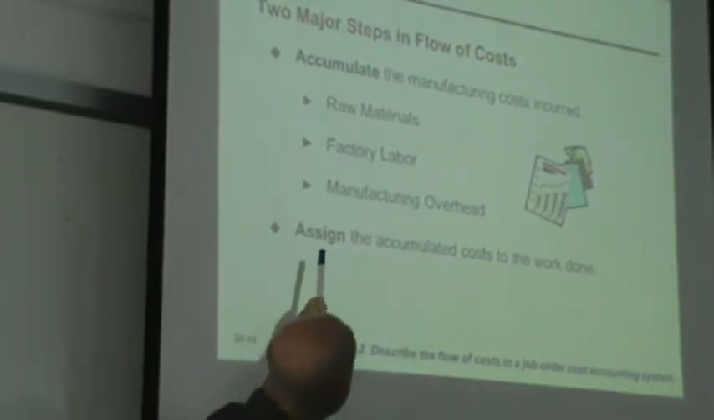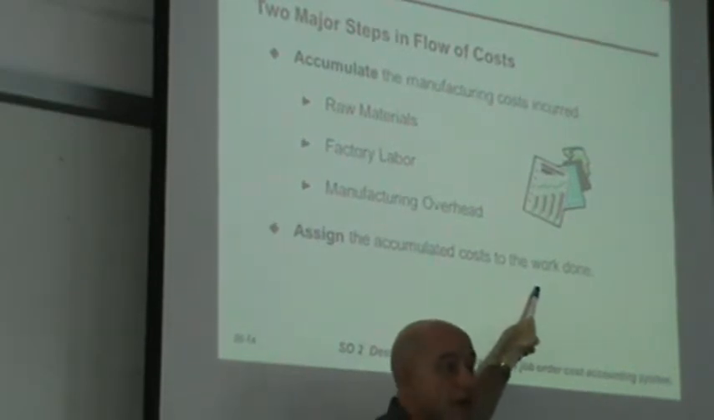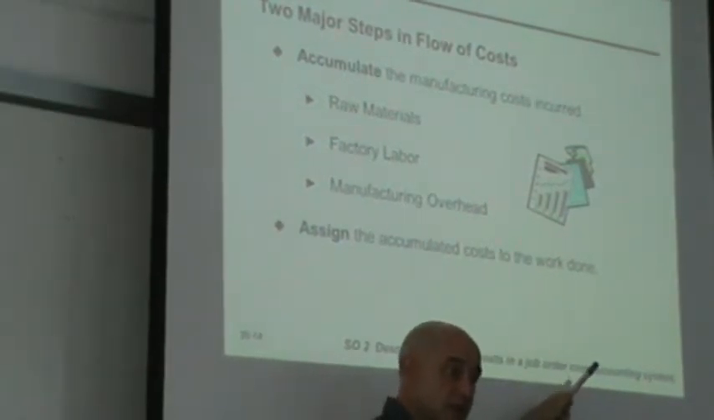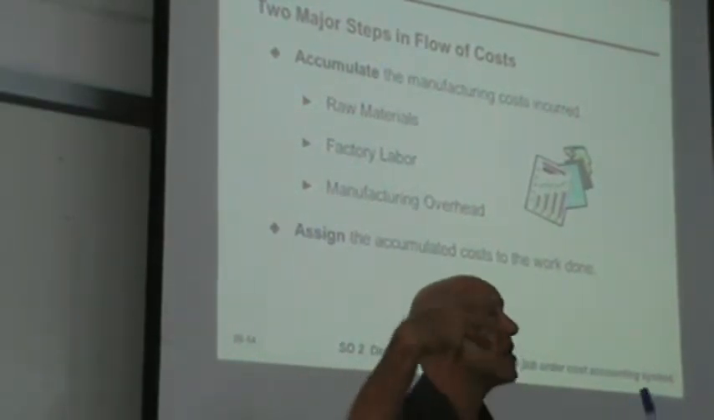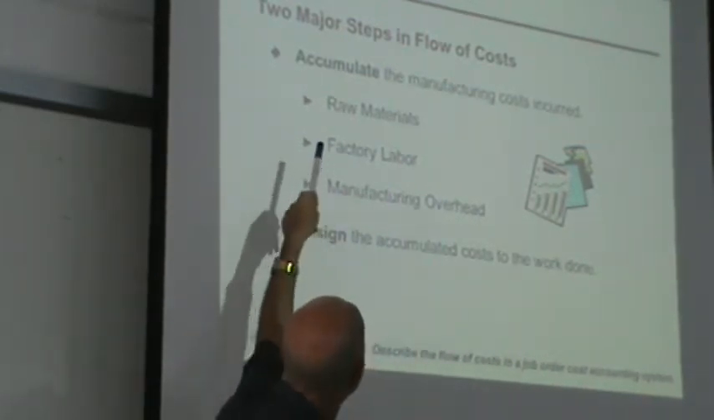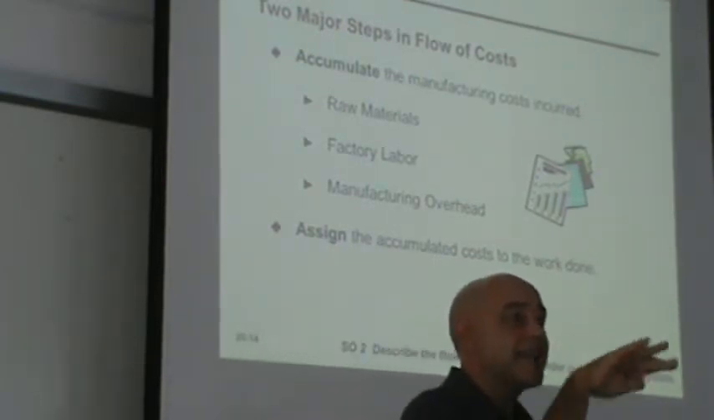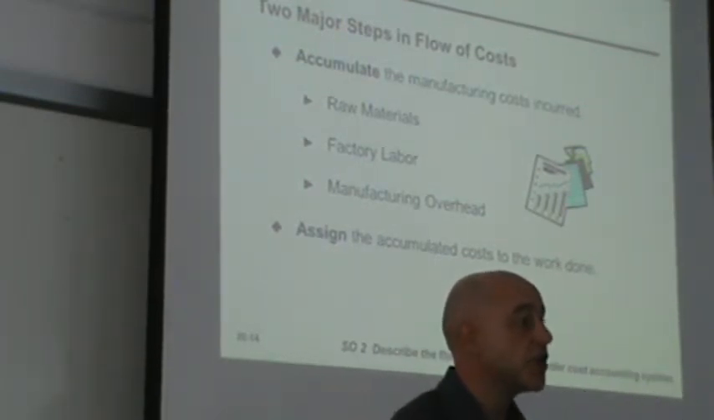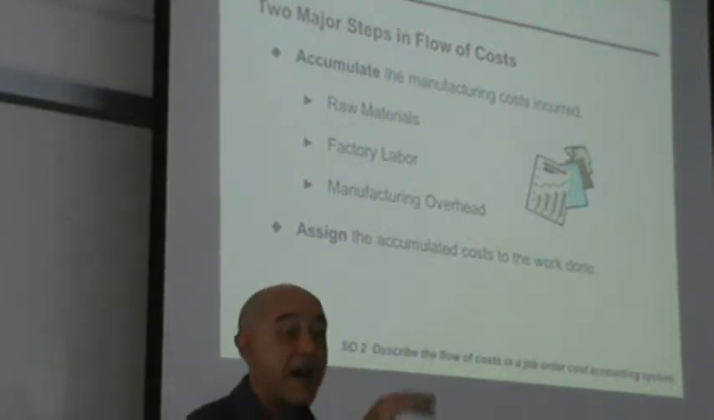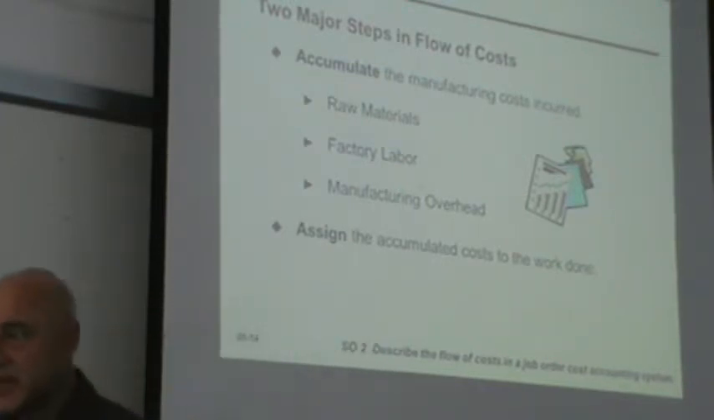And then you assign the accumulated cost to the work done, work in process, and then from work in process to finished goods, okay? You accumulate these. Accumulate means you add them. You add everything together, okay? After you add them, you calculate the total. So these are the steps.